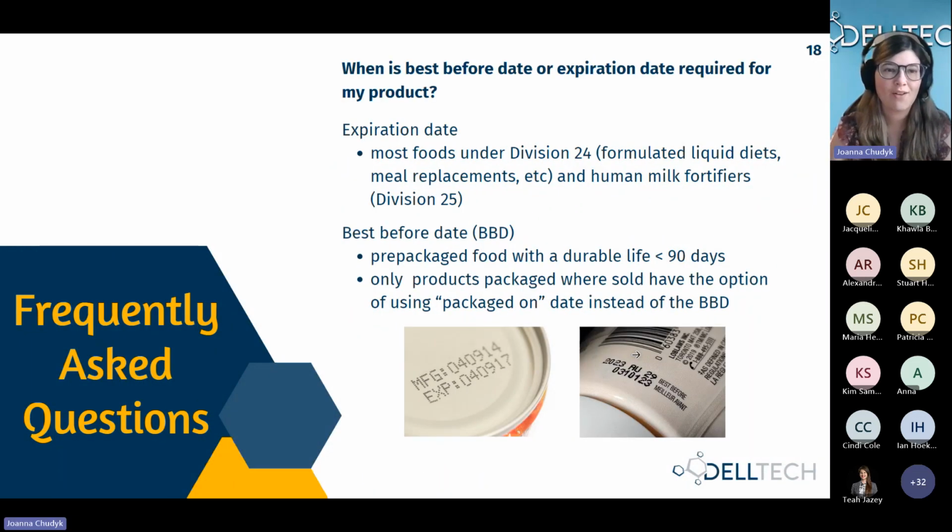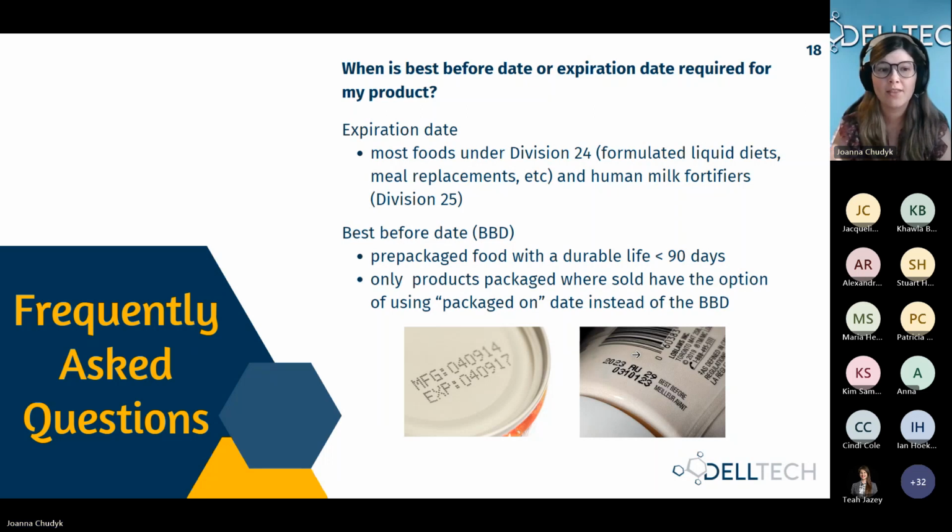When is the best before date or expiration date required for my product? So in order to answer this question, we need to understand what the difference is between these two dates. So expiration dates are those after which the manufacturer does not recommend that the product be consumed. So this is only required for Division 24 and Division 25 products. And that's because they have those strict compositional requirements.